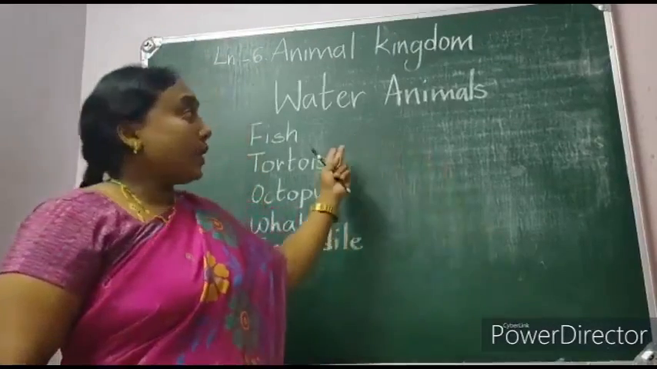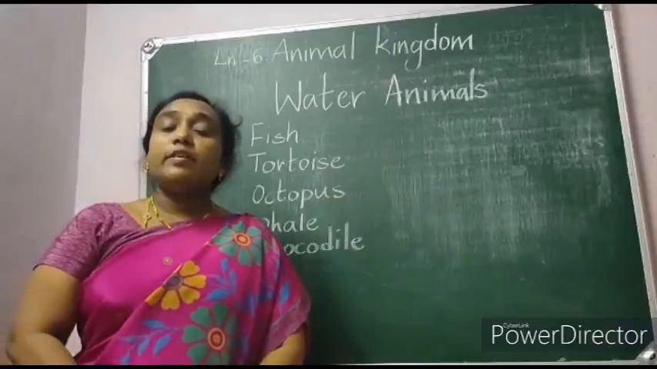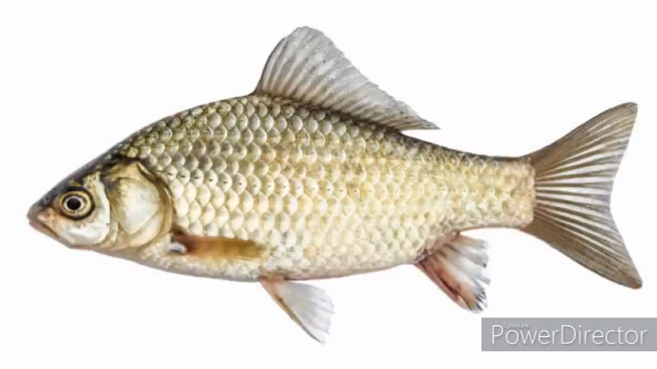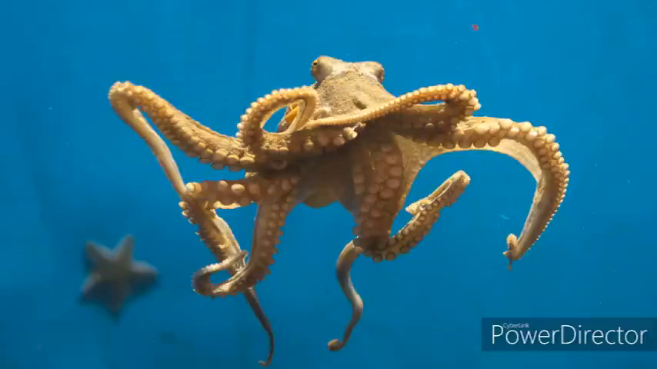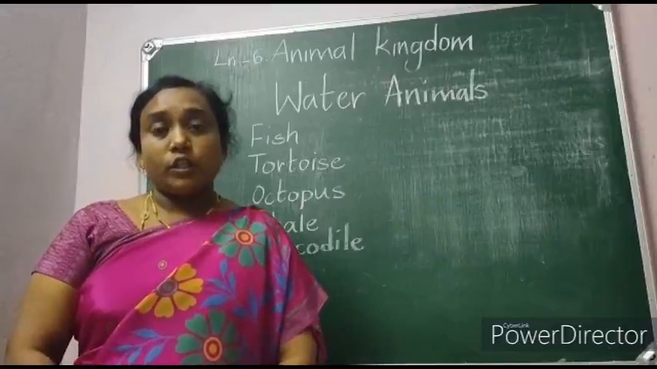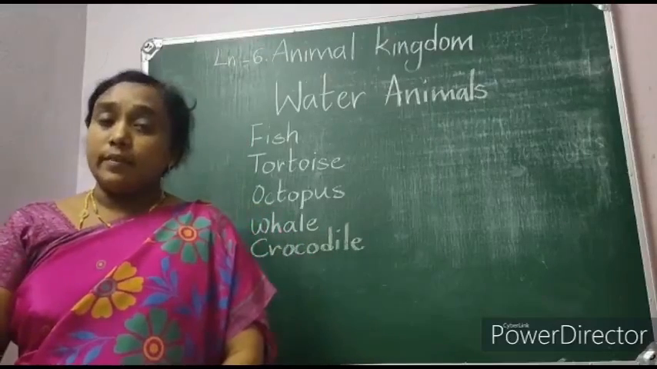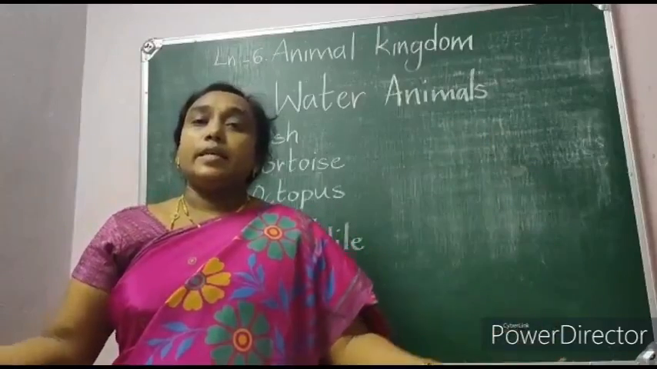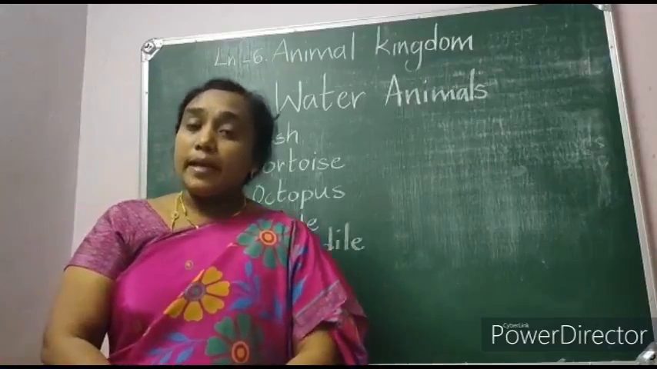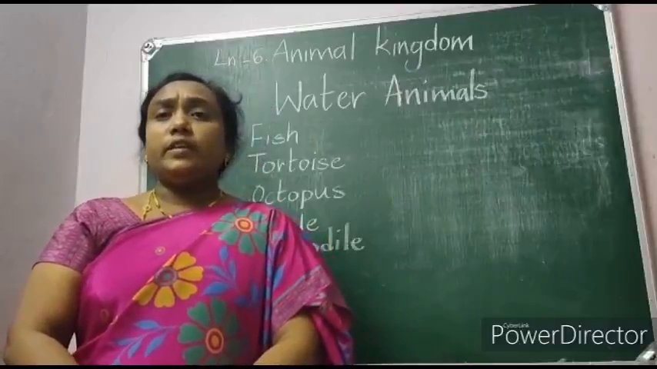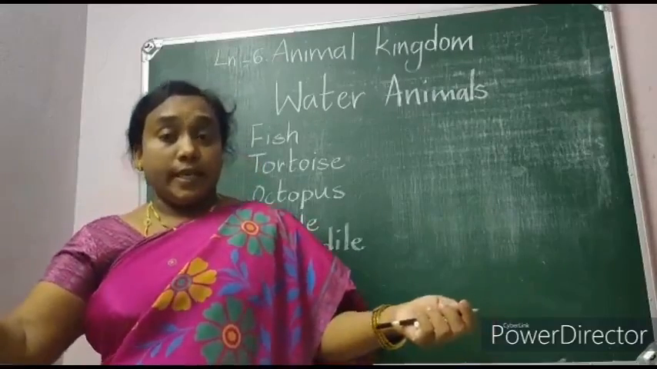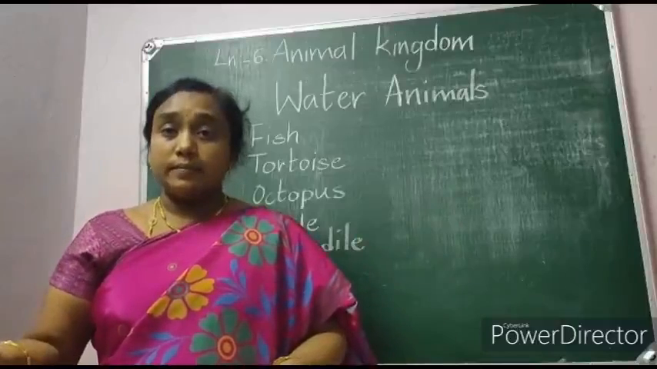Now, let us have a look at water animals. Some animals live in water, they are called as water animals. Some of the examples of water animals: fish, tortoise, octopus, whale, crocodile. Some animals can live on land as well as in the water. The whale is the largest water animal. The world of water animals is very different from that of land animals. Like us, living pattern, food pattern is very different. Generally, water animals are found in ponds, lakes, rivers and seas.